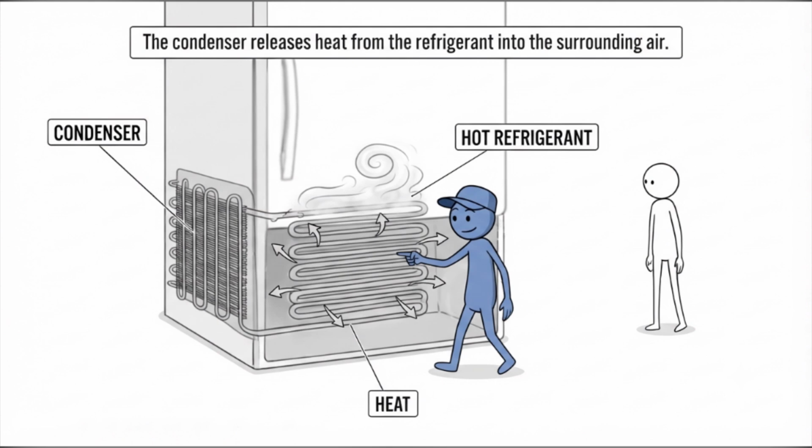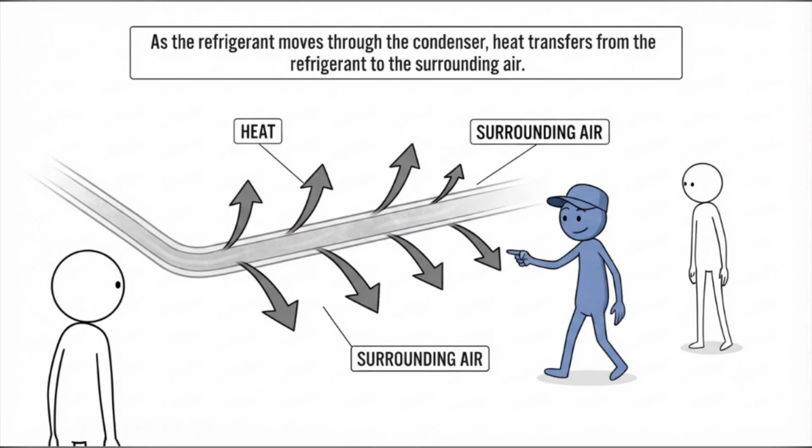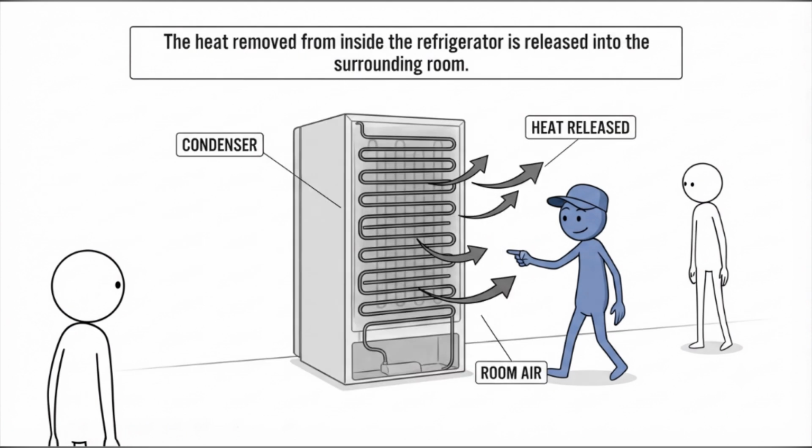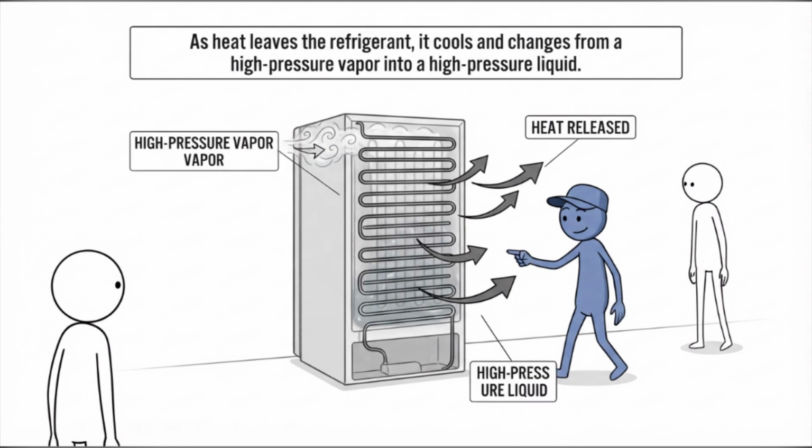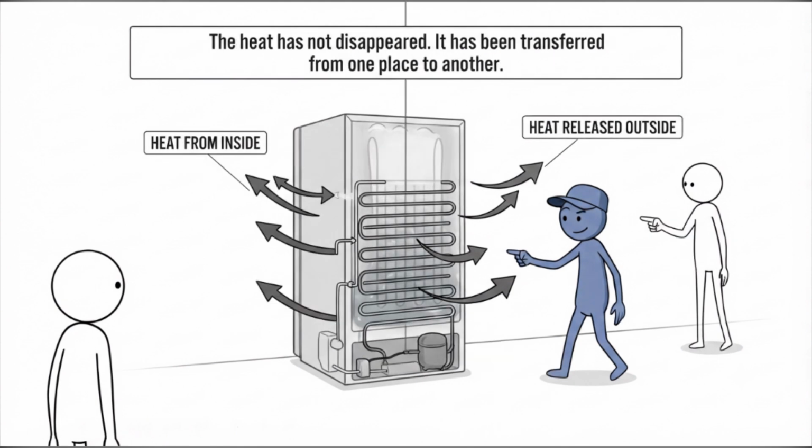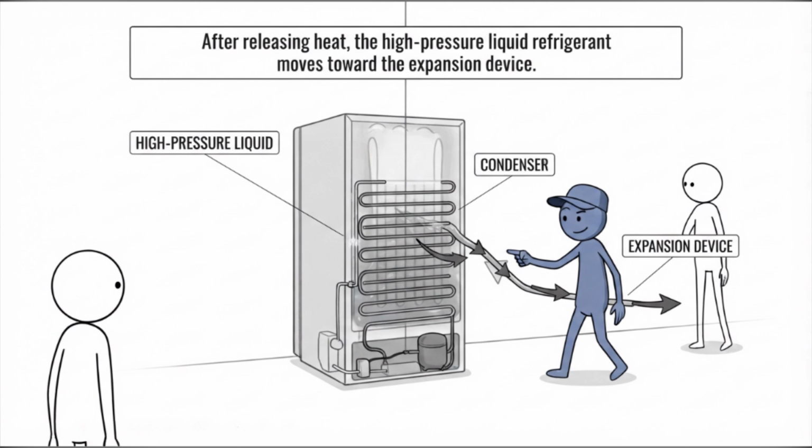From the compressor, the refrigerant moves toward the condenser. The condenser is designed to release heat from the refrigerant into the surrounding environment. This is why the back or bottom area of a refrigerator can feel warm when the refrigerator is operating. The hot refrigerant enters the condenser. As it moves through the condenser tubing, heat transfers from the refrigerant to the surrounding air. The refrigerant gradually loses heat.